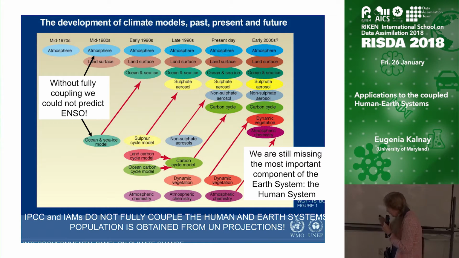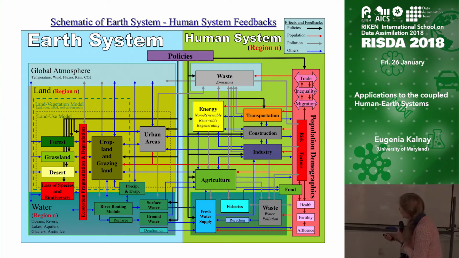And the person that was showing it with pride that we have such a complete modeling system, but if you look, it doesn't have the human system. So we are still missing the most important component of the Earth system, which is the human system, which dominates. So this is what we should be doing.